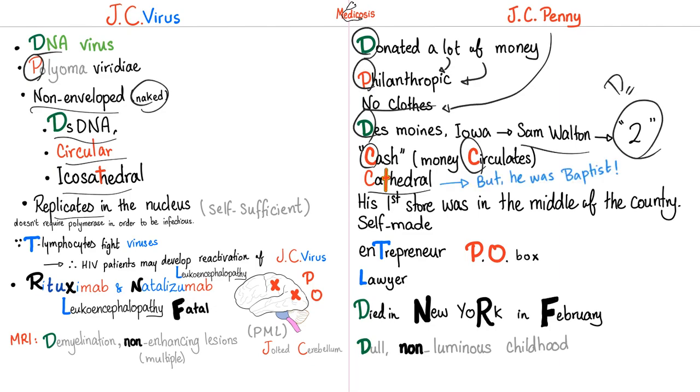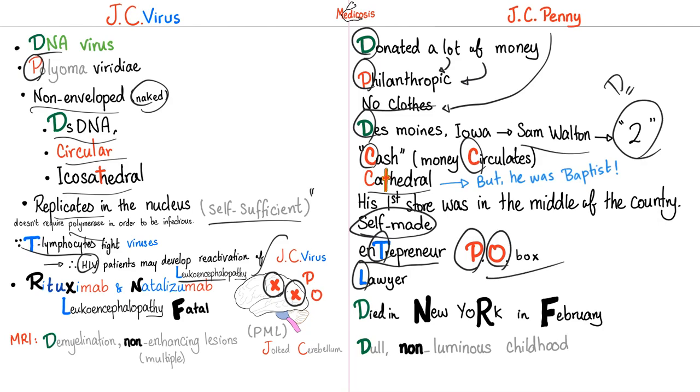Replicates in the nucleus with no need for the polymerase. You can say it's self-sufficient. JC Penney is a self-made billionaire. T lymphocytes fight viruses. He was an entrepreneur. And when the T lymphocytes are not there, such as in patients with HIV, you get leukoencephalopathy. He wanted to become a lawyer. And leukoencephalopathy destroys the parietal and the occipital lobes. P.O. box. Like, he was rich, he can afford to open up a P.O. box. Rituximab and natalizumab can lead to leukoencephalopathy, which is fatal. So, he died in New York, natalizumab and rituximab in February, because PML is freaking fatal.